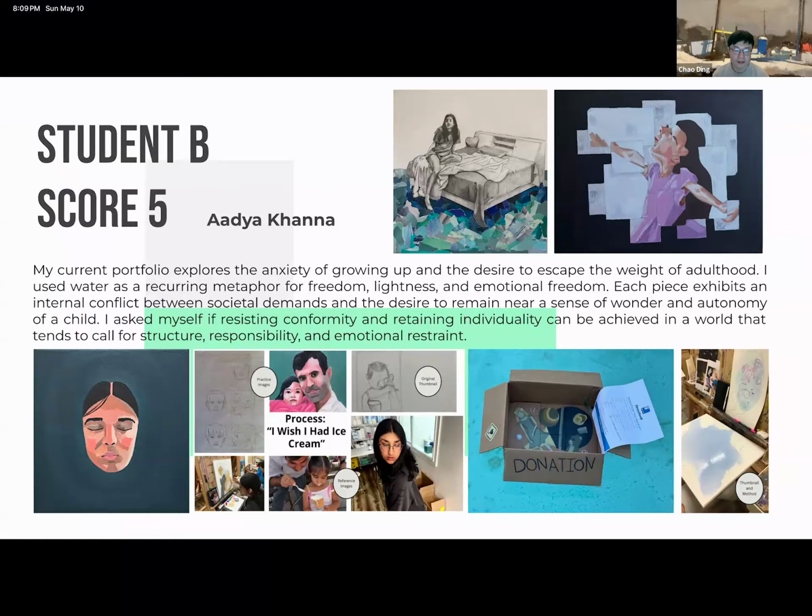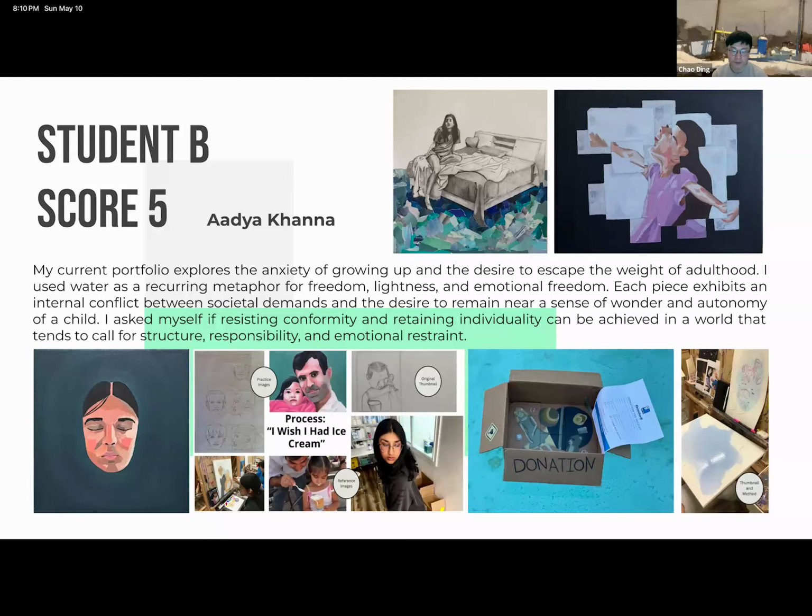At the beginning, her technical drawing and painting skills were still developing, as you may notice that her skill set is not very strong. Because of this, our approach focused not only on technical improvement, but more importantly on building a conceptually cohesive and visually intelligent portfolio within a limited time frame. Her portfolio investigates an anxiety of growing up, and you can read the middle statement: growing up and the desire to preserve emotional freedom and individuality within the pressure of adulthood.